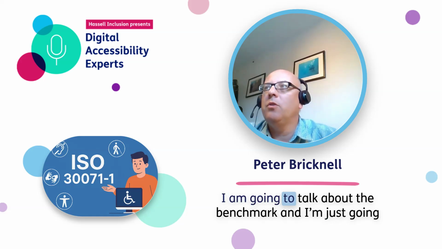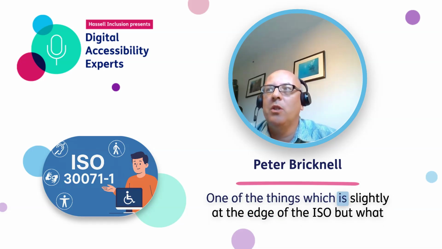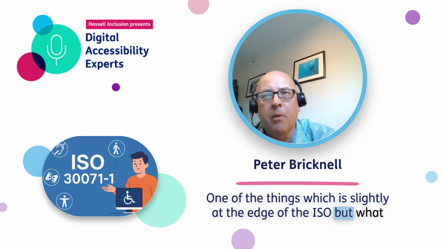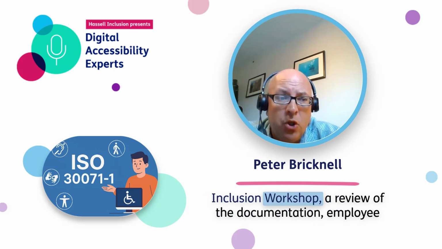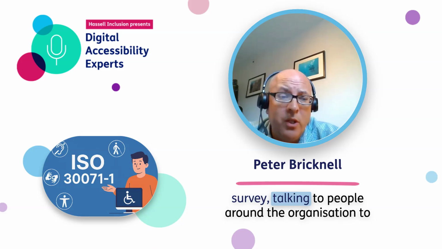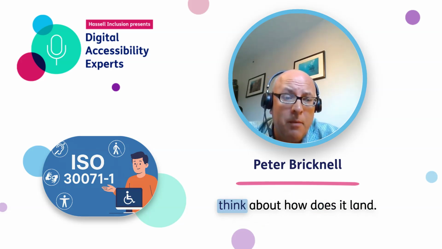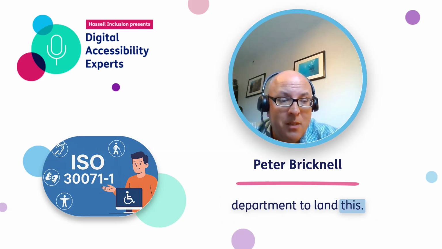Okay, I'm going to talk about the benchmark, and I'm just going to go into one of those areas, one of the things which is slightly at the edge of the ISO, but what we found really, really helpful. So typically in a benchmark, we think about a benefits of inclusion workshop, a review of the documentation, an employee survey, talking to people around the organization to think about how does it land. So how do you build buy-in? What's going to work in their department to land this?